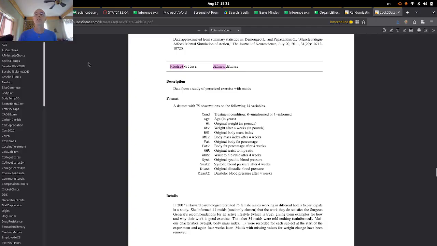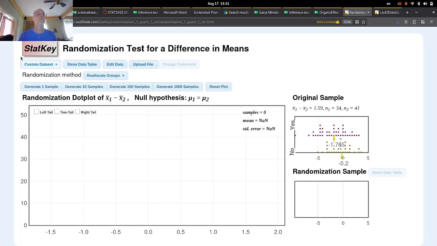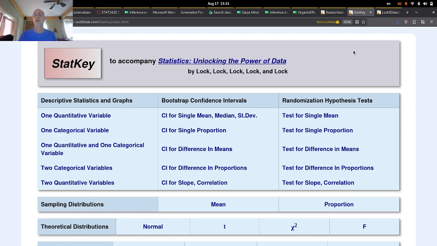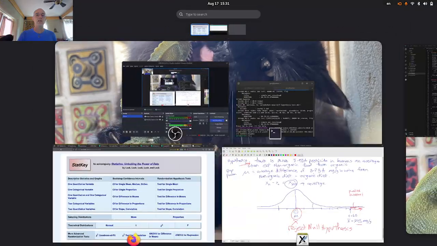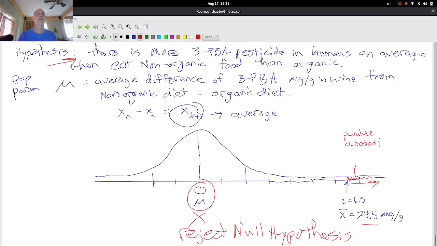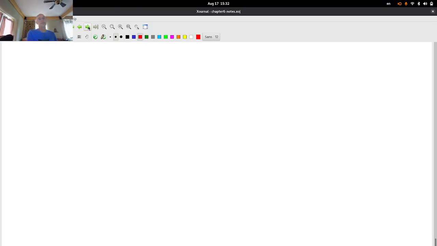And again, you'll notice that in StatKey, they distinguish between running a hypothesis test for a single mean or testing for a difference in means. So that's two different groups, you're comparing their averages. That's what we're doing here. The formula for that is a little more complicated. So let's jump over here. So I have a difference in means.